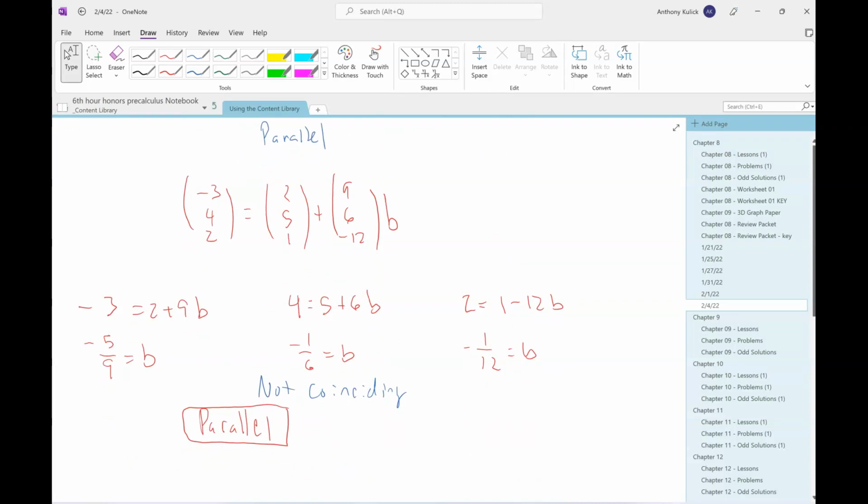To check that, I just see if, to get the x, y, and z components, I need the same value for b. And it's pretty quick there that I can see that I need a different value of b, which tells me that the point negative 3, 4, 2 does not lie on the second line, which means that these have to be strictly parallel and not coinciding. And again, you don't really need to get the 1/12 or negative 1/12. You don't have to do all of those. As soon as you get a pair of b's that don't agree, you could stop, because you know.